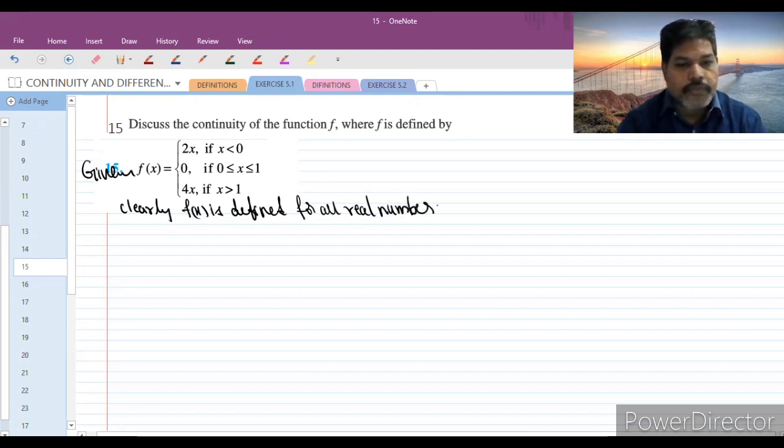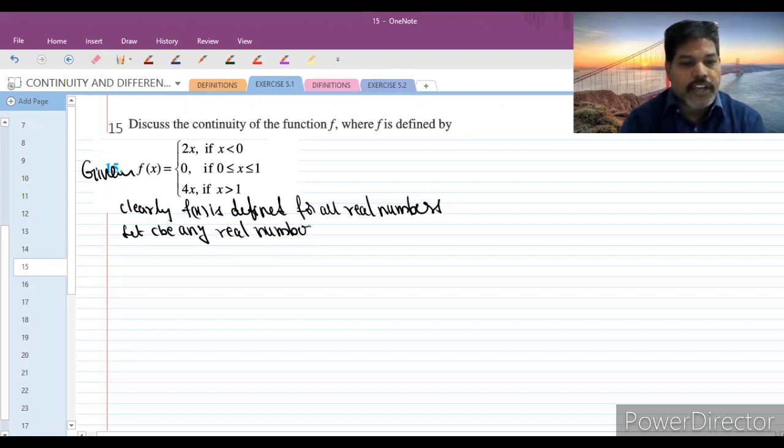Why? Because for x less than 0, the function is defined. For 0 to 1, the function is defined. For x greater than 1, the function is defined. That means clearly f of x is defined for all real numbers. So in this case, let c be any real number.